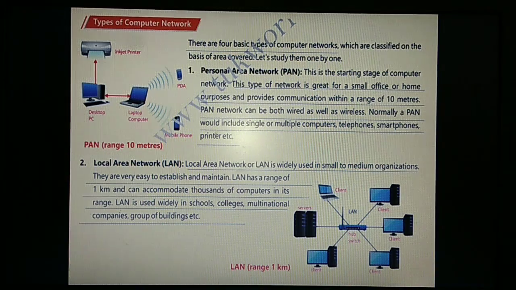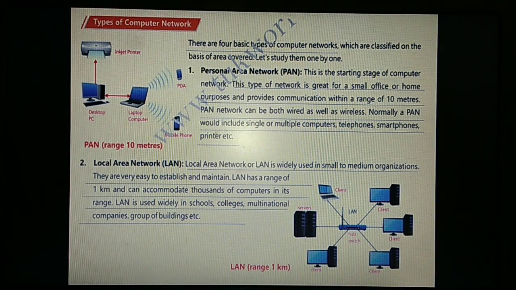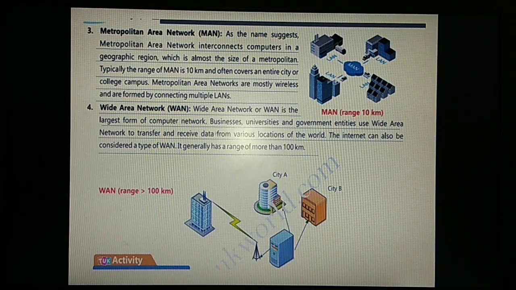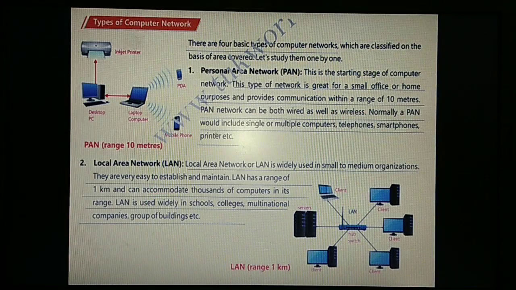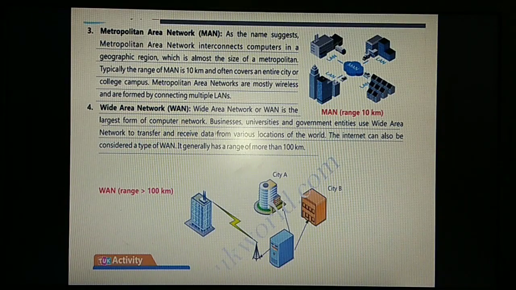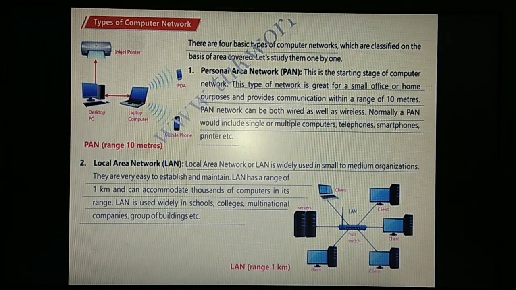There are four basic types of computer networks which are classified on the basis of the area they cover: personal area network, local area network, metropolitan area network, and wide area network. Personal area PAN, local area LAN, metropolitan area MAN, and wide area WAN. Let us go one by one.